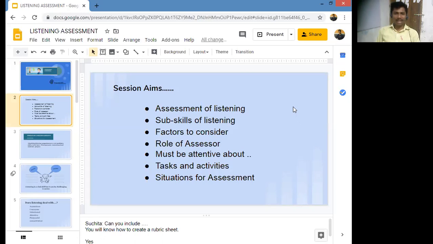Some more points we have to be attentive about. So we'll discuss it with the tasks and activities, and also have mentioned the situation which would be preferable for the assessment of our listening skill. I hope you all will be fine with all those sessions and we'll discuss it well.